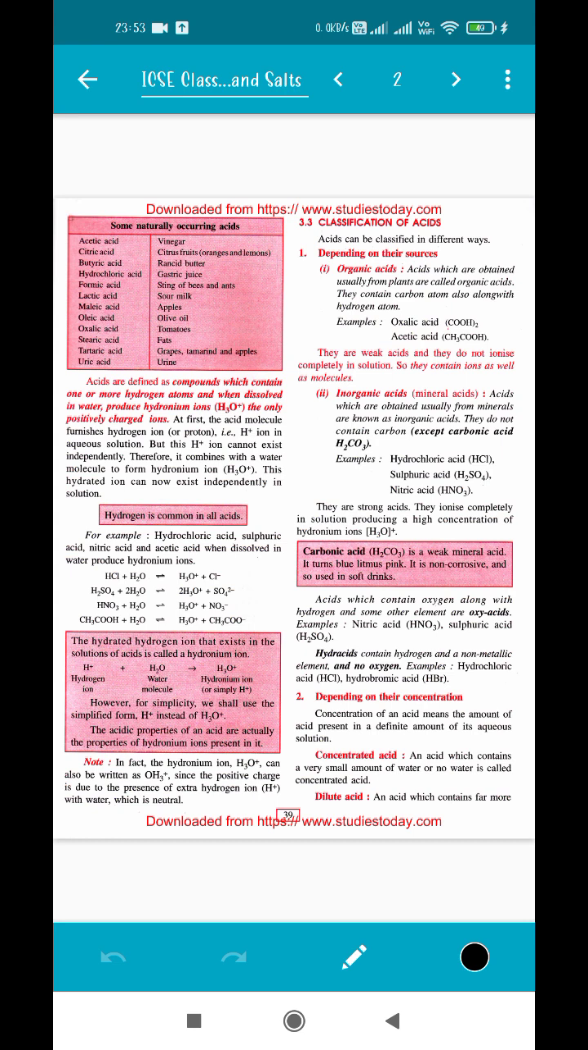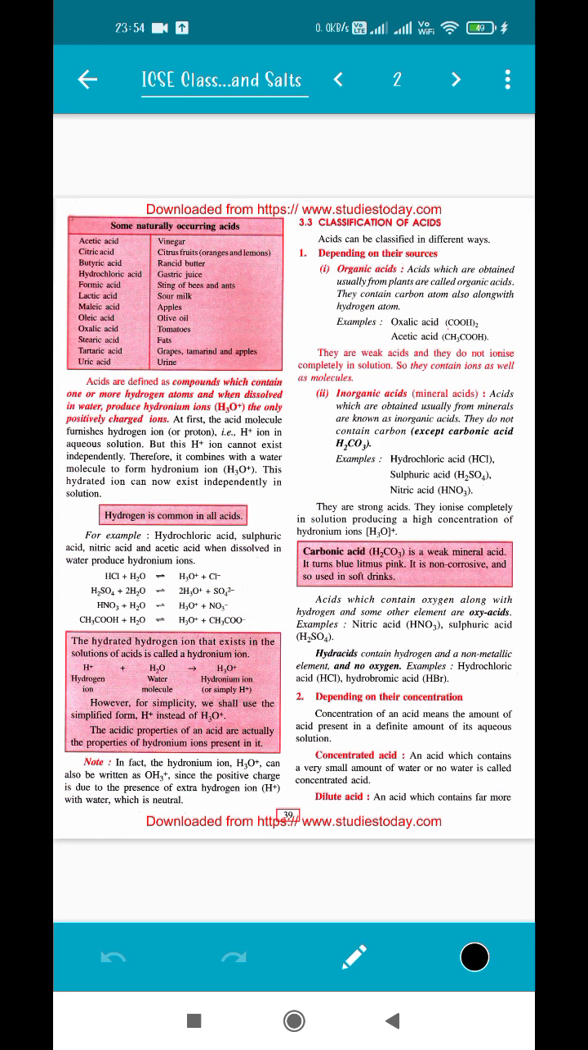Malic acid is present in apples. Olive oil contains oleic acid. Similarly, oxalic acid is present in tomatoes. Stearic acid is present in various types of fats which are present in our body. Right? Fats are also compounds formed by the combination of acids.